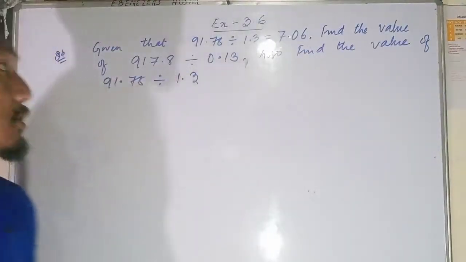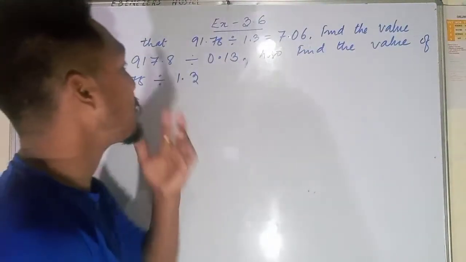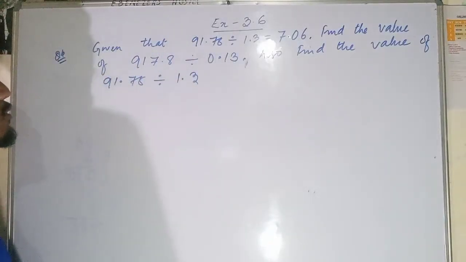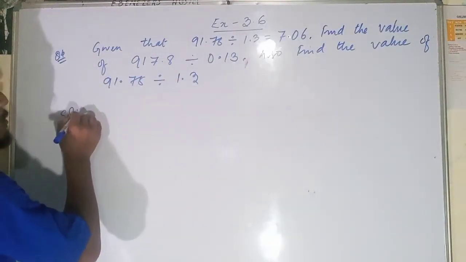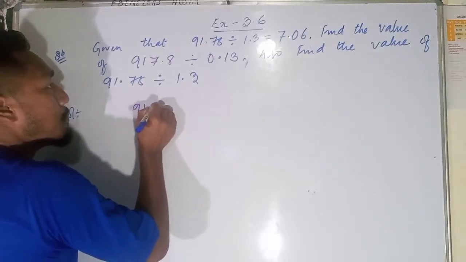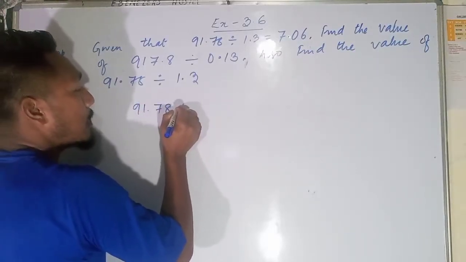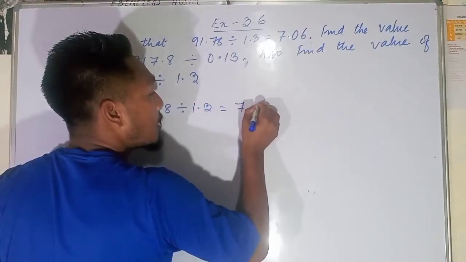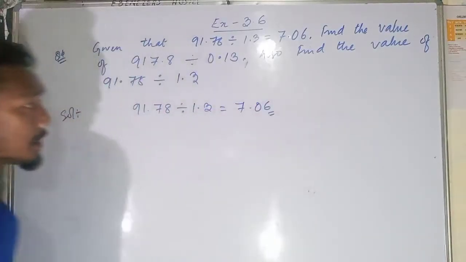So let's go to the last question that is given. 917.8 divided by 1.3 is equal to 70.6. Find the values of the following. Solution: given is 917.8 divided by 1.3, that means you are getting 70.6.